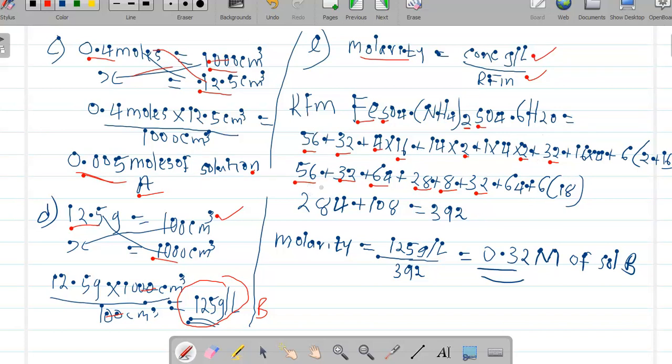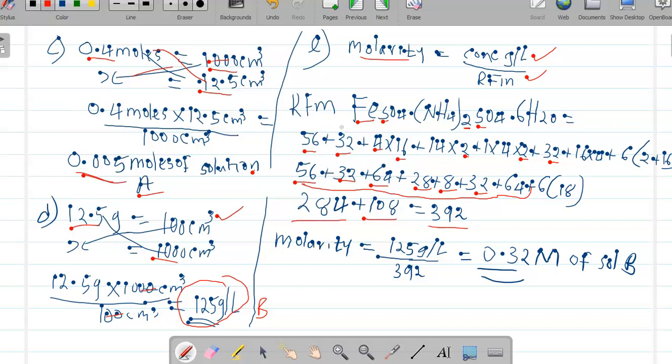This 6 is multiplied as a coefficient. Then when you add all this from here up to this, when you add, you'll get 284. You'll get 284 plus 6 times 18, you'll get 108. Then when you add all, you'll get 392.